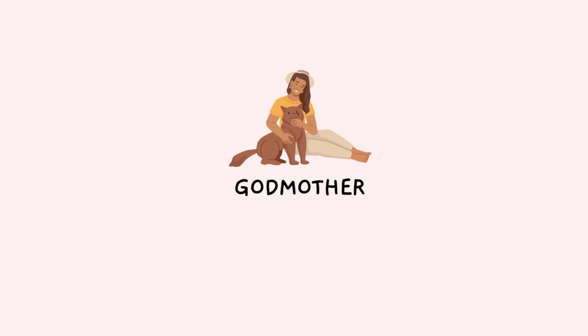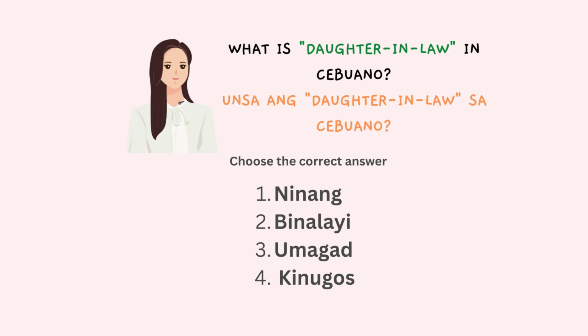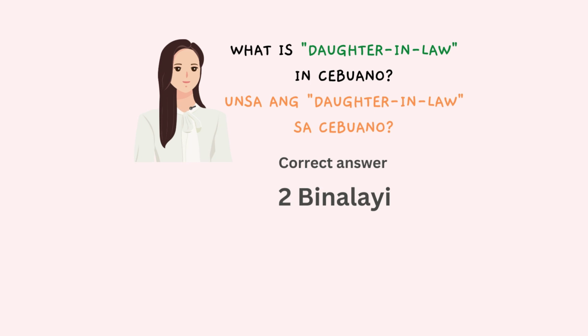Okay, now let's have a test, mga higala. Let's start with what is daughter-in-law in Cebuano. Our choices are number 1, ninang. Number 2, binalayi. Number 3, umagad. Number 4, kinugos. What is daughter-in-law in Cebuano? Okay, the correct answer is binalayi, number 2. So daughter-in-law is binalayi.